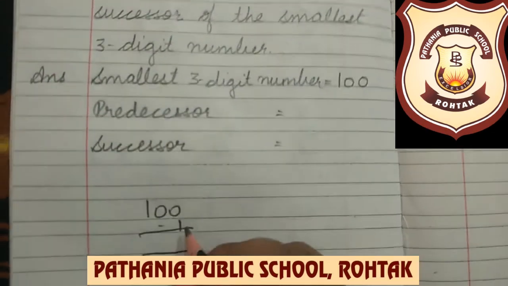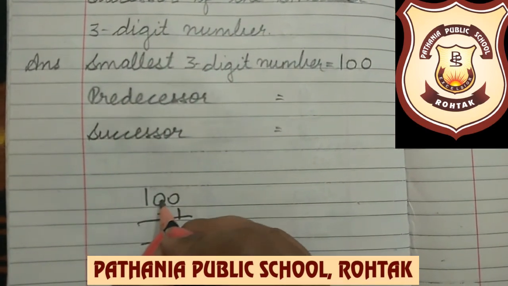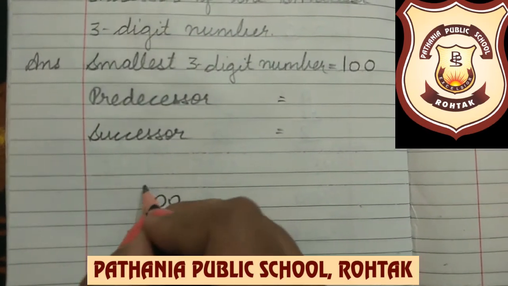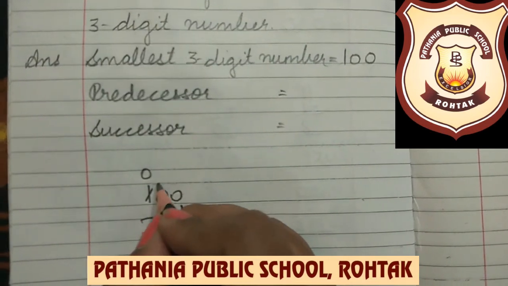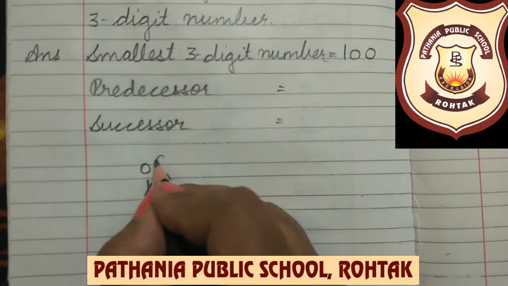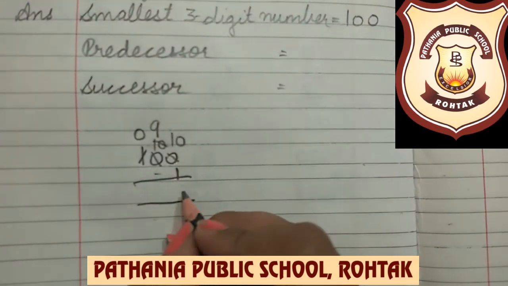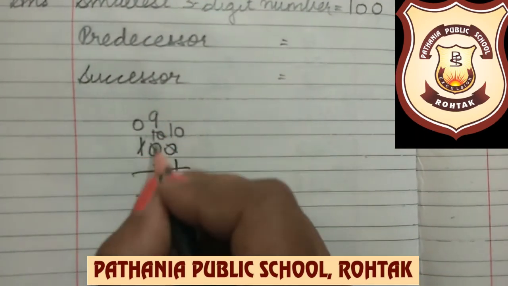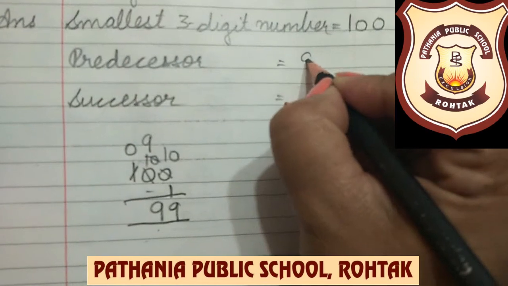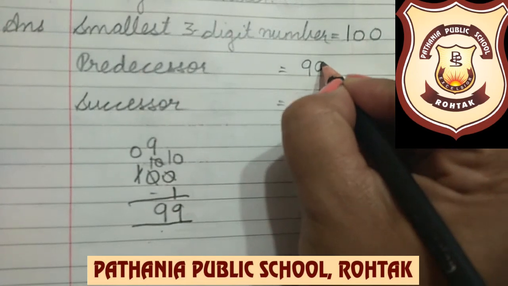Now, 1 cannot be subtracted from 0. So, what will we do? We will take borrow. Here again is 0. So, we will move next. Now, we will take borrow from 1. 1 will become 0 and this 0 will become 10. Now, this 10 will give borrow to this 0. So, this 10 will become 9 and this 0 will become 10. Now, we will subtract 10 minus 1 equals 9 and 9 will remain the same. So, the predecessor of 100 is 99.